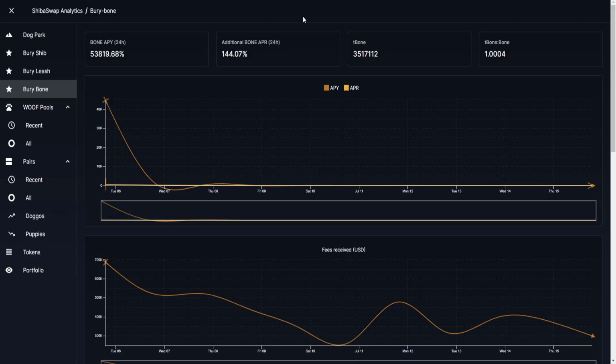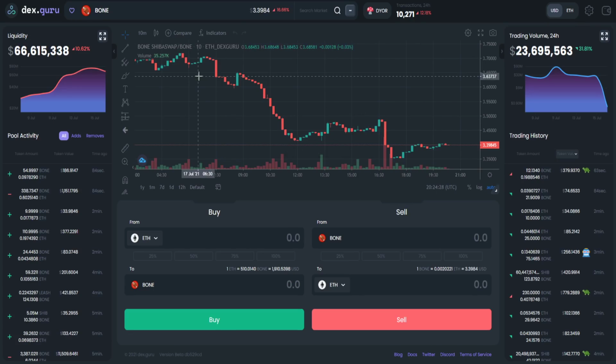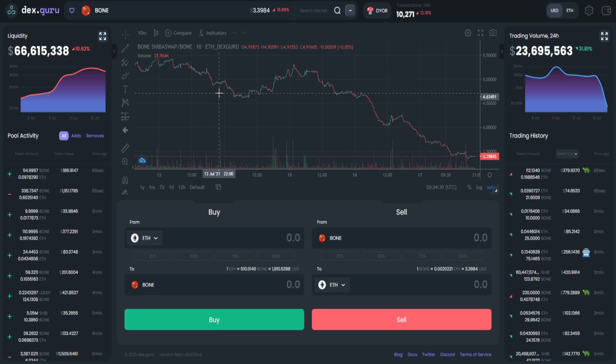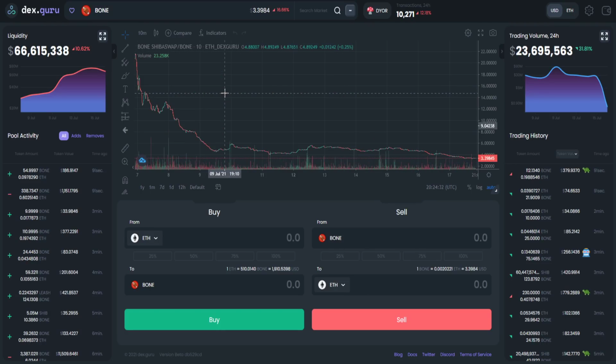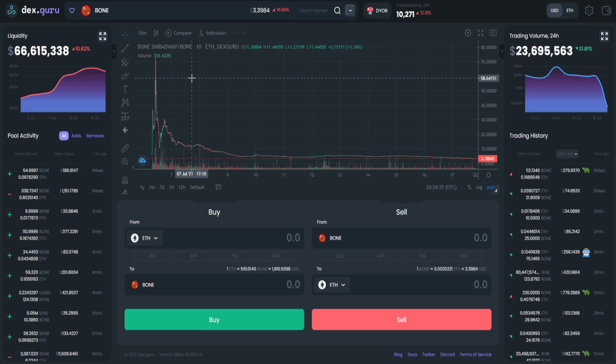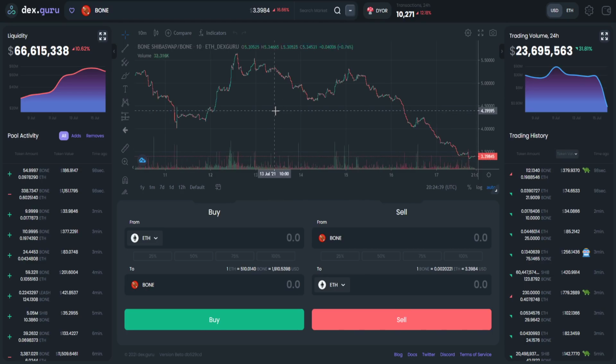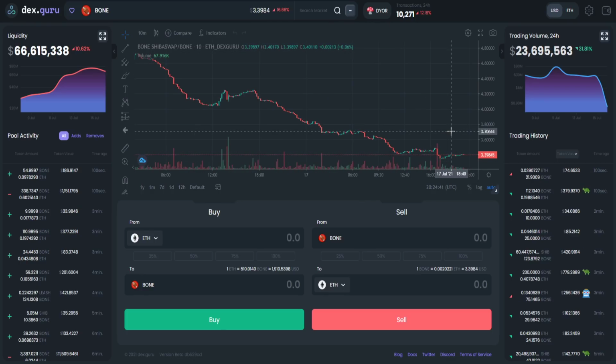Something else we have to touch base on is the price of Bone, which has been absolutely dropping ridiculously. Obviously, the one thing that we all have on our mind is, when is Bone going to go up? You guys have to keep something in mind. Bone is being minted at a rate which it's never going to be minted again.